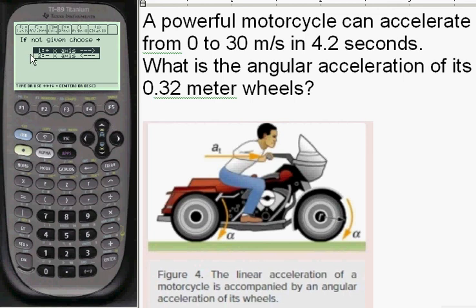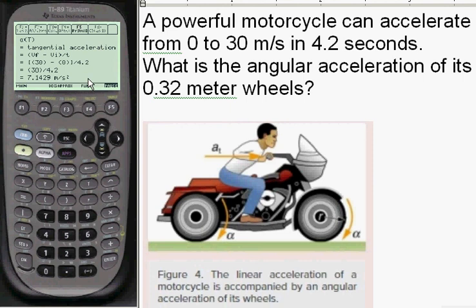And I say if it's not given, just put the top one here going to the right. That's positive. Going to the left is negative. Then I'm going to enter the time, alpha 4.2 seconds. Now we check it. We got the radius, which seems right. Initial velocity is 0. Final velocity is 30. Time is 4.2 seconds. Looks pretty good. We can change it if we want, but I say it's okay.